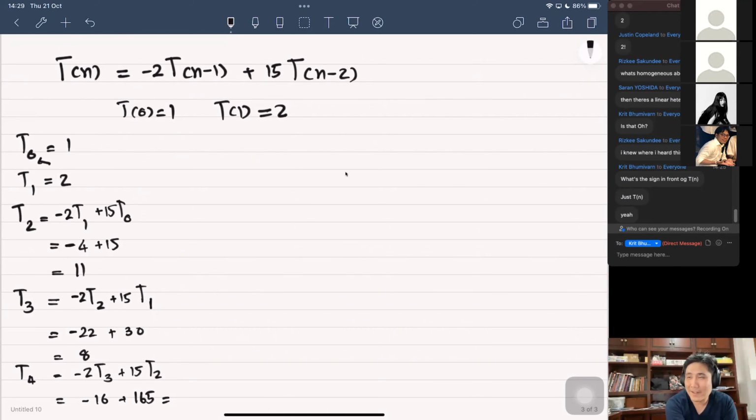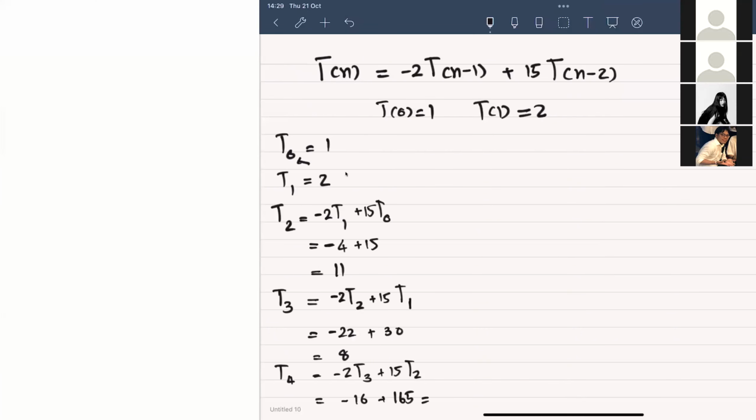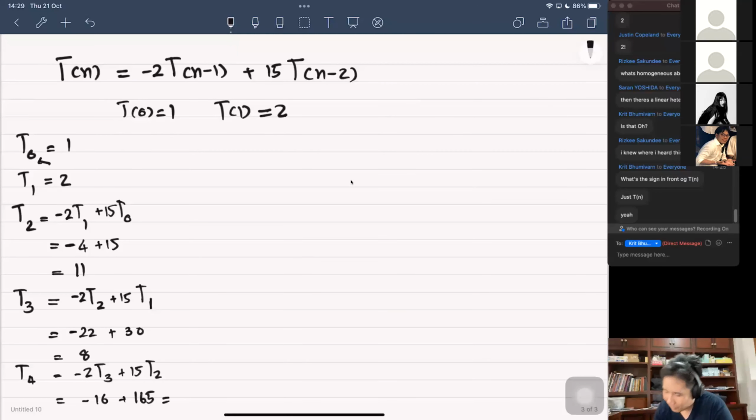Wait a second. I might have that number already. Let me do that real quick, which is what? 149, right? 149. Okay, now let's see. You look at these sequences. Can you tell me the formula? 1, 2, 11, 8, and 149.